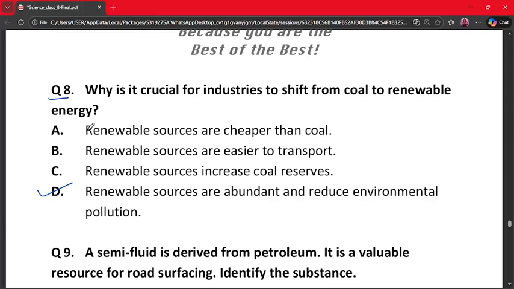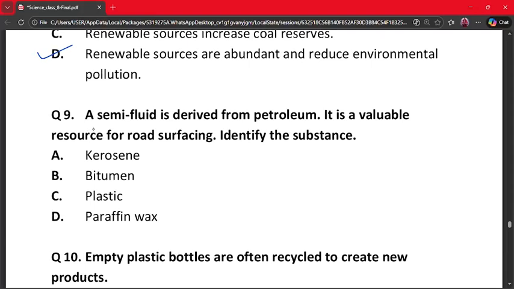Let's move on to the next question, that is question number 9. A semi-fluid is derived from petroleum. It is a valuable resource for road surfacing. Identify the substance. A. Kerosene. B. Bitumen. C. Plastic. D. Paraffin wax. The correct answer is option B.